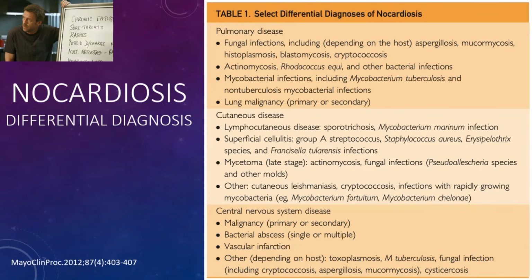For cutaneous disease, think about other syndromes that produce nodular lymphangitis, like Mycobacterium marinum infection, and superficial cellulitis like strep and staph, erysipelothrix, francisella. For mycetoma, think about actinomyces and fungal infections. For CNS disease, primary CNS tumor, a bacterial abscess, vascular infarction, or a variety of other infectious syndromes like toxo or M. tuberculosis can present similarly.